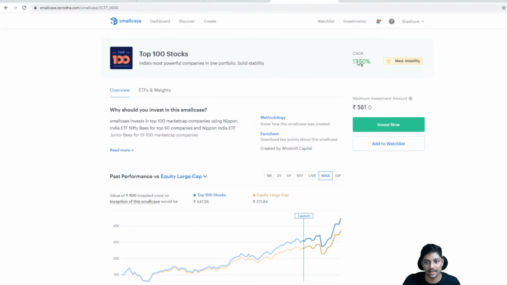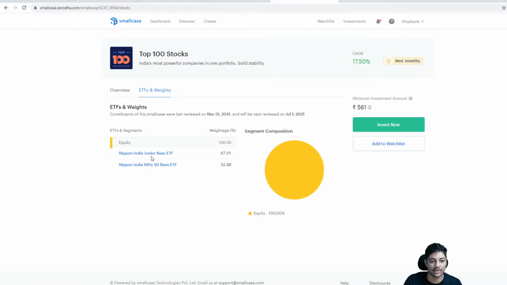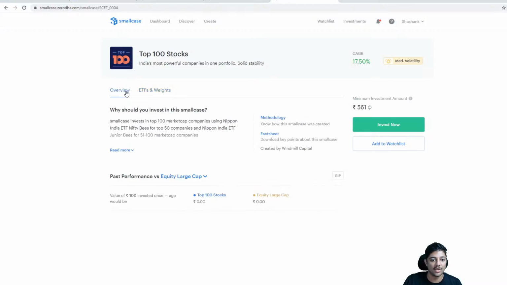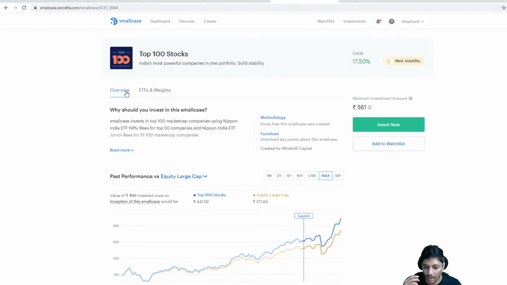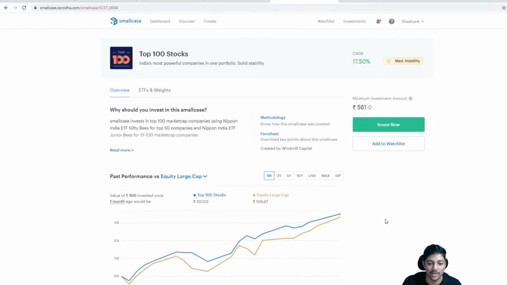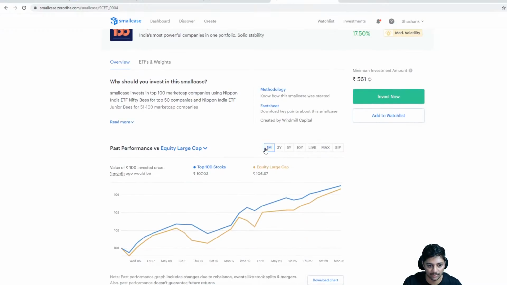So do not look at CAGR. Screw CAGR. Why do you want to look at CAGR? Okay, this is ETF. If you see what ETFs are, you'll understand. But I'm saying don't look at CAGR. I'll tell you how I judge a smallcase, whether it's good or bad, and this is what you will understand as well. First, I check a 1 month graph. CAGR doesn't come into this. CAGR is compounded annual growth rate. So I look at the 1 month graph.